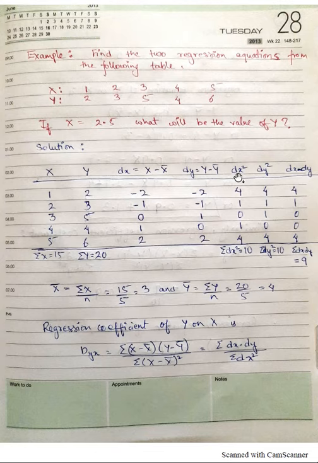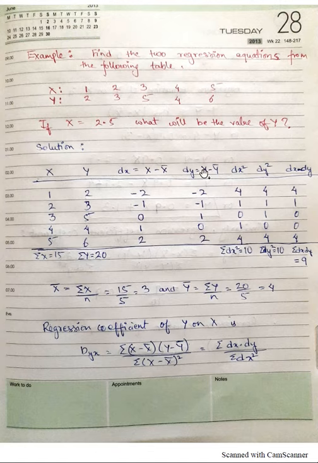Now dx square will be equal to minus 2 square is equal to 4, minus 1 square is equal to 1, 0 square is equal to 0, 1 square is equal to 1, and 2 square is equal to 4. We add all this together, we get summation dx square, that is 4 plus 1 plus 1 plus 4, that is equal to 10.